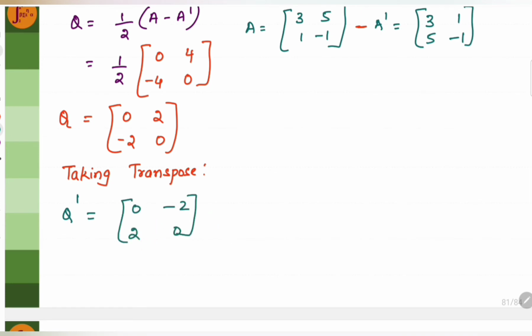Let's take all the elements are same, right? Let's take the minus sign outside. If you take the minus sign outside, you're going to get 0. Signs are going to get swapped. Minus 2 is going to become plus 2. This is going to become minus 2 and 0.